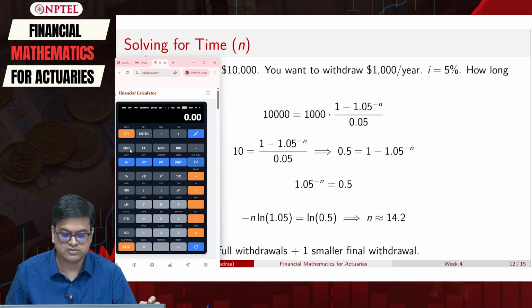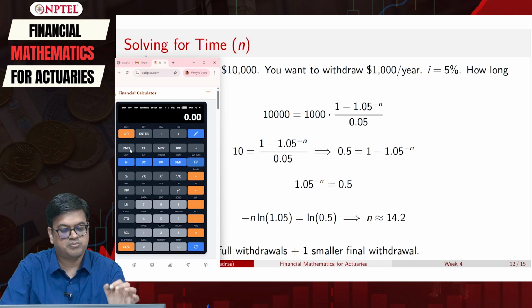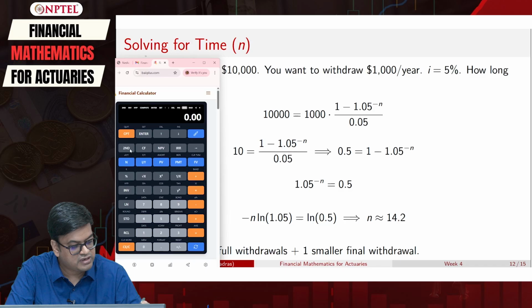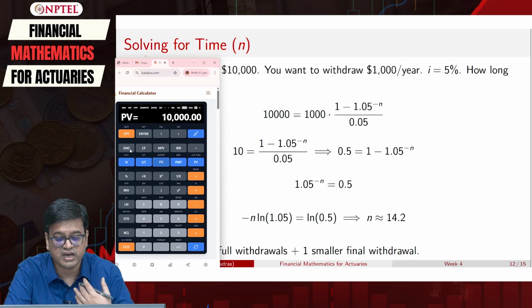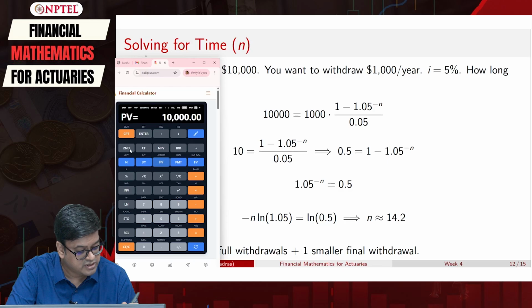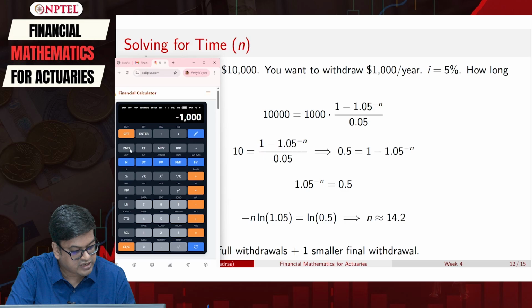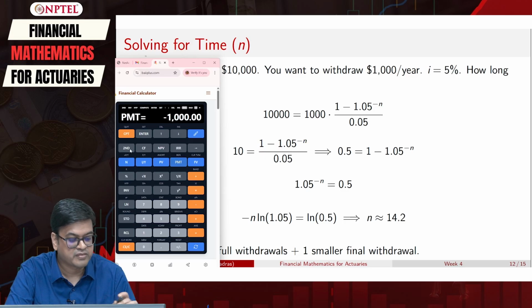All calculations should be clear. What is the present value? You have 10,000, so you just feed in that value, 10,000, here. This is my present value. What is the cash that is going out? It's minus 1,000, so I will write 1,000 with a minus sign and put it in PMT, correct?